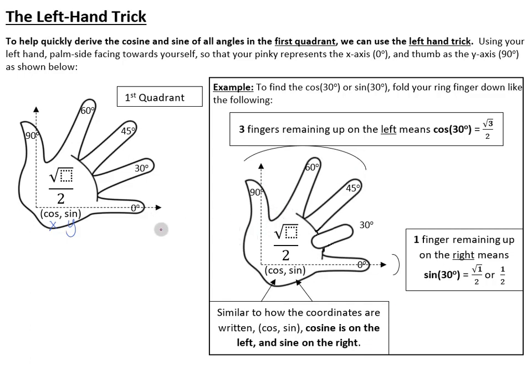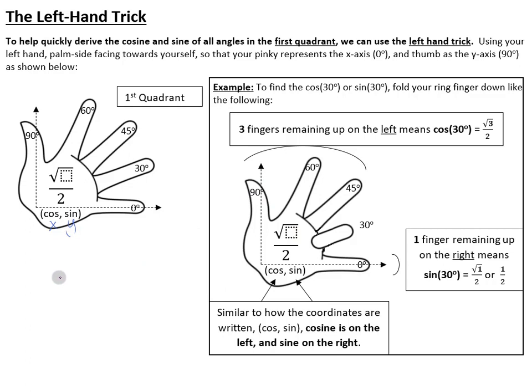So try this out. What if I wanted to find the cosine of 90 degrees? Cosine would use your thumb, and if you fold your thumb down, how many fingers remain up on the left-hand side, where cosine is? That is 0. So I get square root of 0 over 2, which is just 0 over 2, or 0. Now, if you wanted the sine of 90 degrees, how many fingers would be left up on the right? That is 4. Again, you get square root of 4 over 2, which is 2 over 2, or 1.